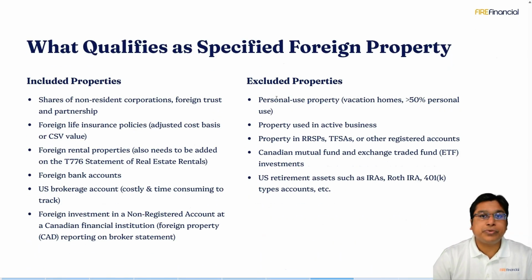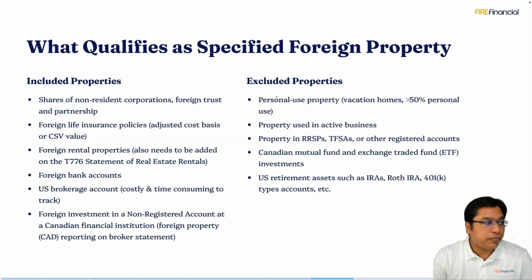What assets do you need to report on T1135? Now, what assets do you have to include in T1135 and what are the excluded assets on that reporting? The first one is obvious. If you have any foreign corporation, for example, if you have investment in Apple, Google, or any other foreign companies, you need to report that on your T1135. The next one is a life insurance policy of over $100,000 adjusted cost basis. Some people might have an insurance policy where their investment is over $100,000 in a whole life policy or universal life policy. That also needs to be added on your reporting.